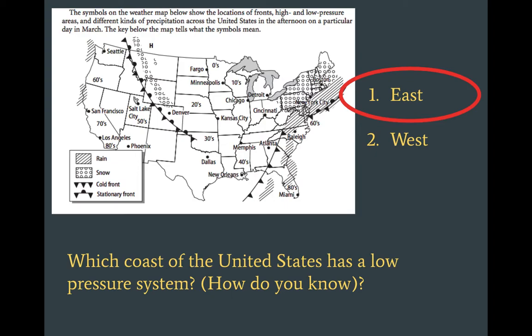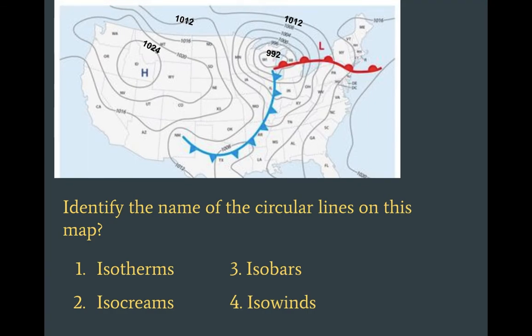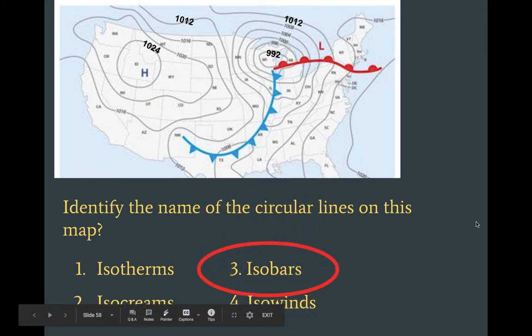Next question. Identify the name of the circular lines on this map. Isotherms, isocremes, isobars or isowinds? I know iso means the same, and these particular lines connect air pressure, barometric air pressure. Isobars would be the answer. Isobars.